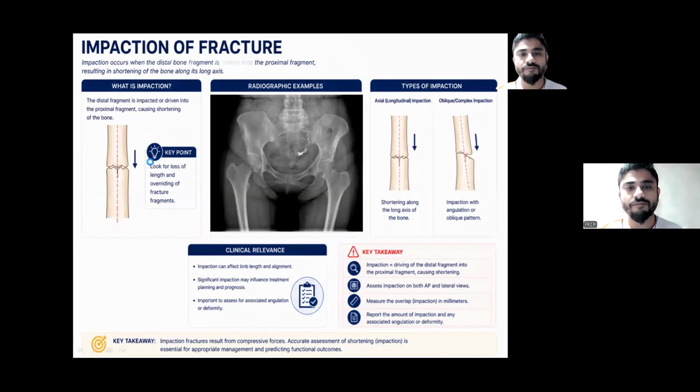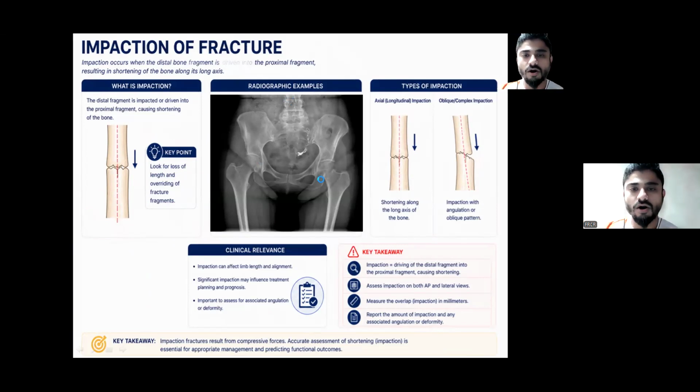Now coming to the last part, that is impaction kind of fracture. So what happens in impaction? If there is a fracture, both the bones get impacted towards each other. Sometimes it is difficult to identify a fracture line in cases of impaction fractures, but impaction fractures can be identified based on the length of the bone. The length of the bone will reduce in size.